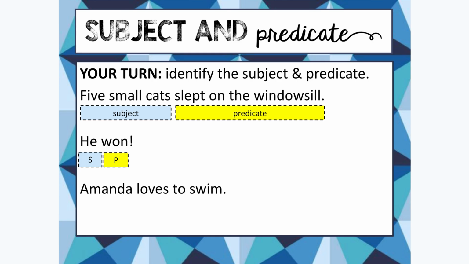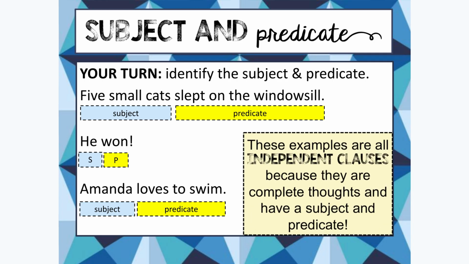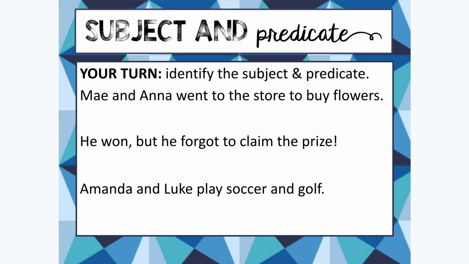Amanda loves to swim. Subject, predicate. These are all what are called independent clauses because they are complete thoughts and they have a subject and a predicate. They make sense. If we go back to that medieval idea, they have meaning on their own. All right, try to identify the subject and the predicate.